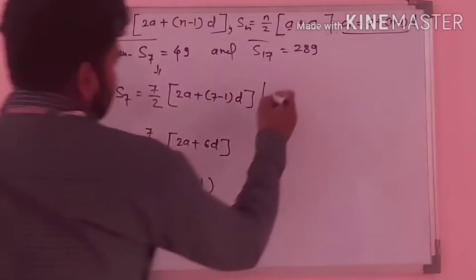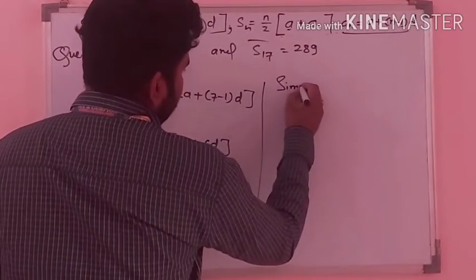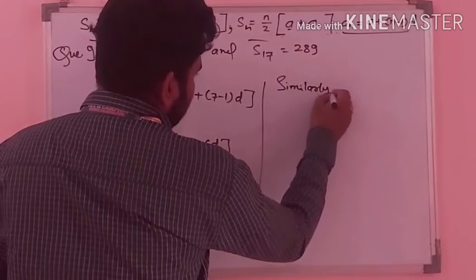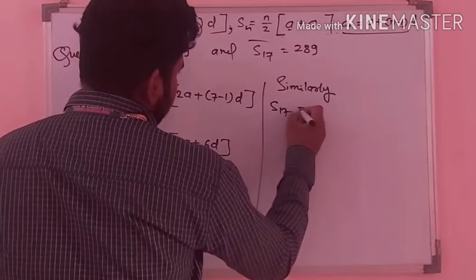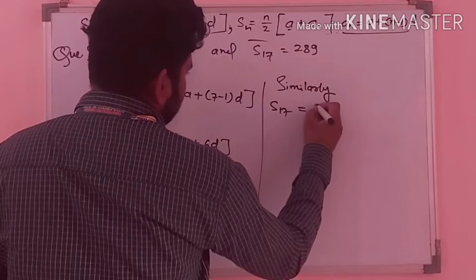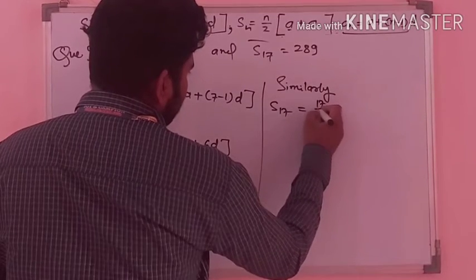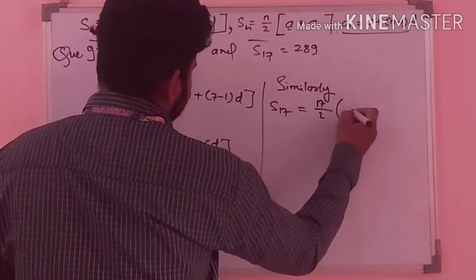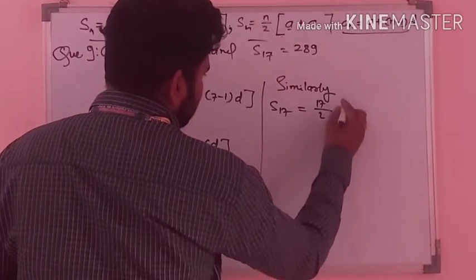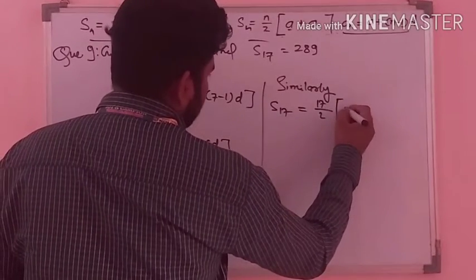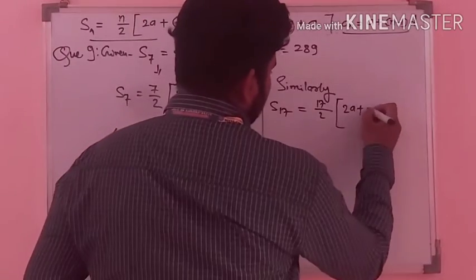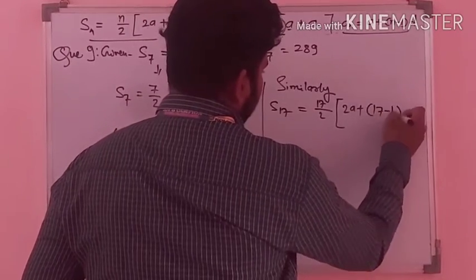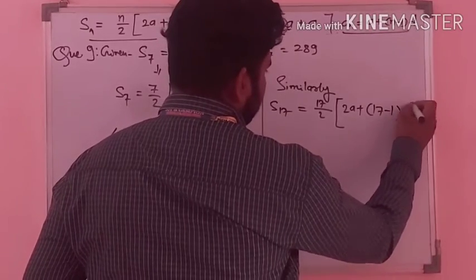Similarly for this, S17 is equal to 17 by 2 times 2A plus 17 minus 1 D.